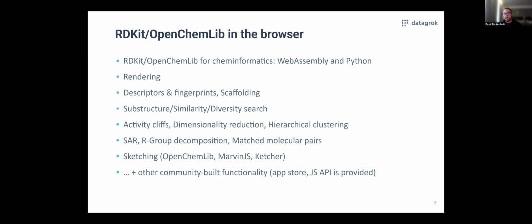We use it for rendering, for calculations, for scaffolding, searches, and all sorts of different analysis. And then, as I mentioned, we have fully exposed APIs and fully documented workflows on how to develop things on Datagrok. And there is lots of community-built functionality on top of that, apart from our own as well. So this has been it for the presentation.